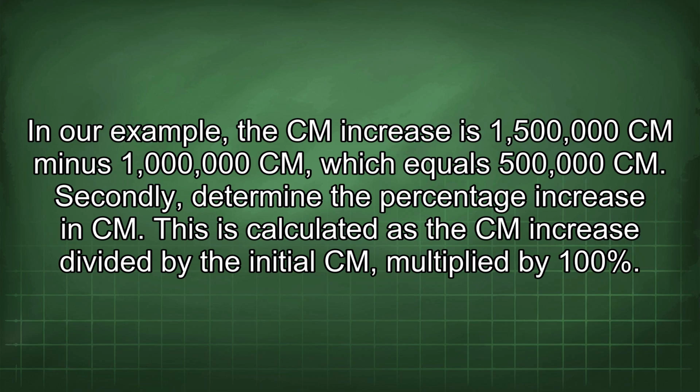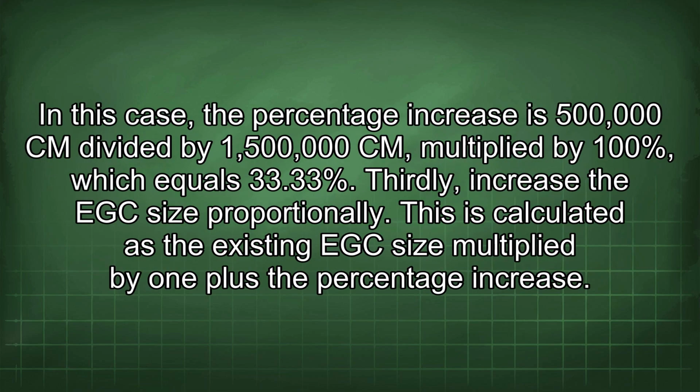Secondly, determine the percentage increase in cm. This is calculated as the cm increase divided by the initial cm multiplied by 100%. In this case, the percentage increase is 500,000 cm divided by 1,500,000 cm multiplied by 100%, which equals 33.33%.